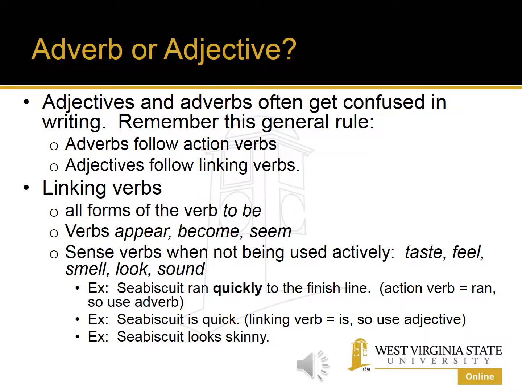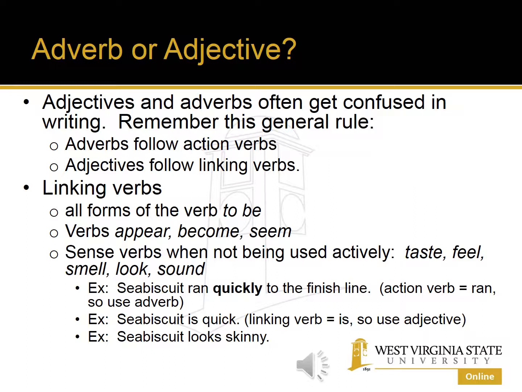With what I've just said about adjectives and adverbs, it would seem that they're pretty easy to follow. So let's look at a few problem areas where adjectives and adverbs often get confused. Remember the general rule: adverbs follow action verbs where adjectives follow linking verbs. It's with linking verbs that we often have problems. So all forms of the verb to be, verbs such as appear, become, seem, and sense verbs when they're not used actively, such as taste, feel, smell, look, sound. These all require adjectives, not adverbs.